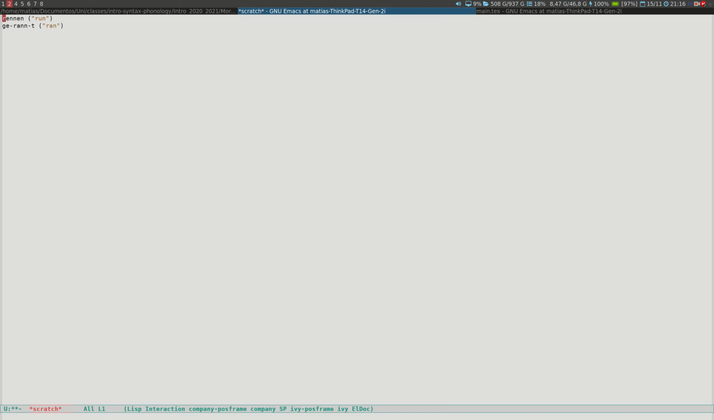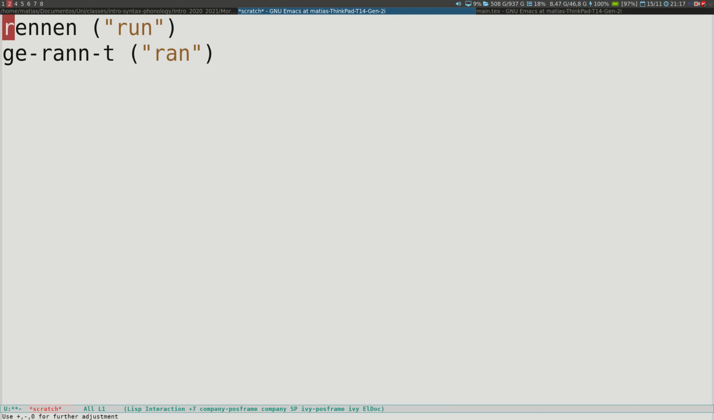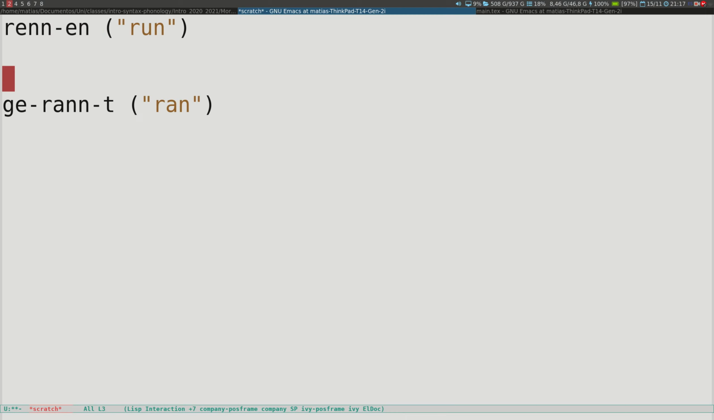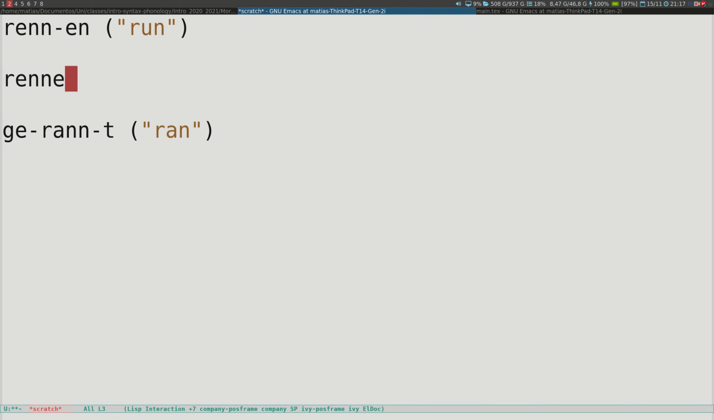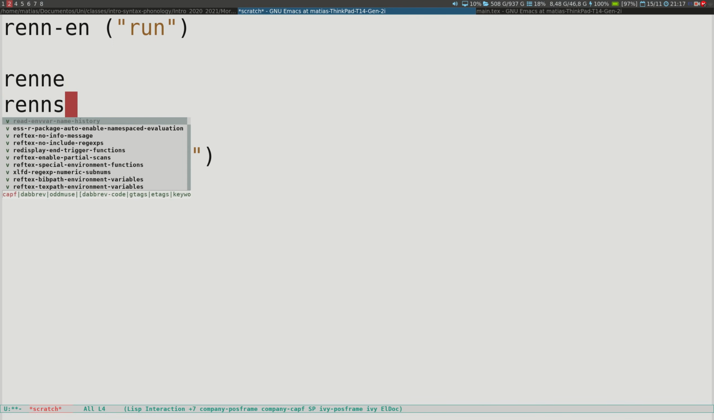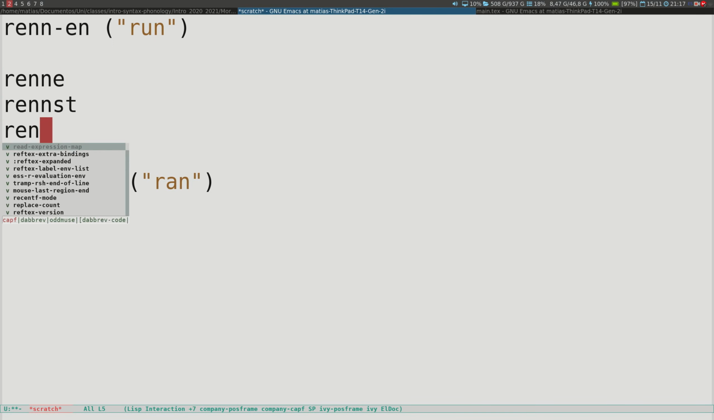there are several things going on here. Let me try to make this bigger. Ren is the stem or the base. We won't distinguish that today. And it carries the meaning of running. The en is an infinitive mark. We can see that because we see other forms like ich renne, or du rennst, or rennt.